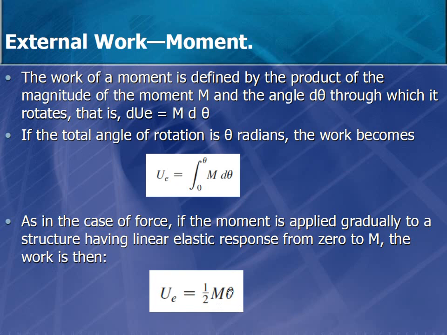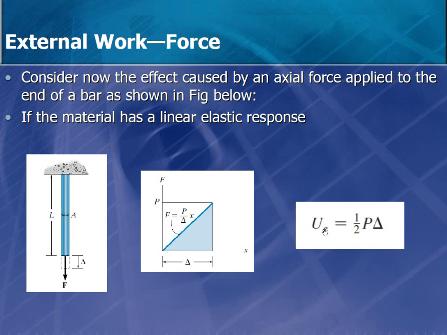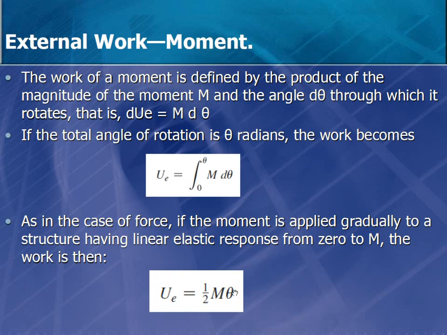So you realize that finding external work will be half of the P times delta. If this is a moment, it's going to be the same way, it will be half of the moment times theta.